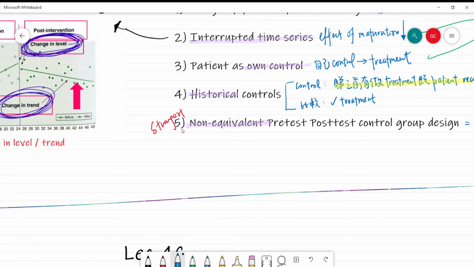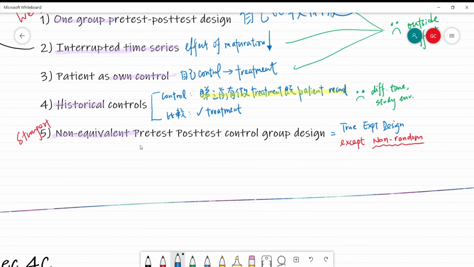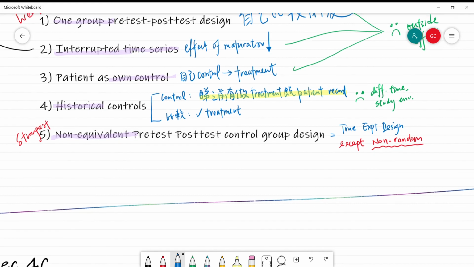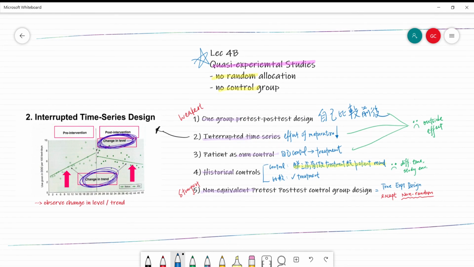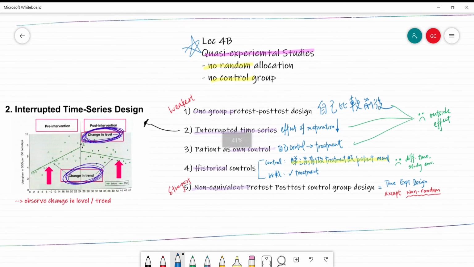And the fifth one, which is also the strongest one, is the equivalent pretest-posttest control group design, and it is simply a true experimental design, except that it is non-randomly allocated. I mean, the samples themselves are non-randomly allocated, and may be subjectively allocated by the researcher. And this is the summary of quasi-experimental design and study.